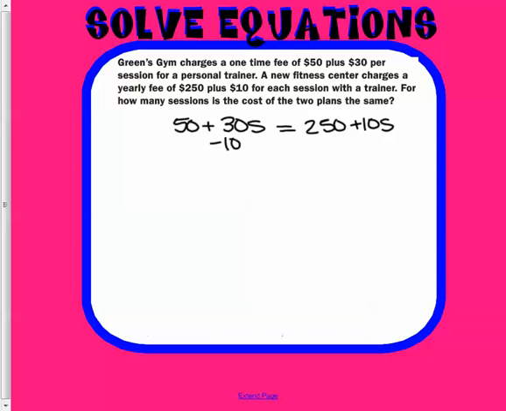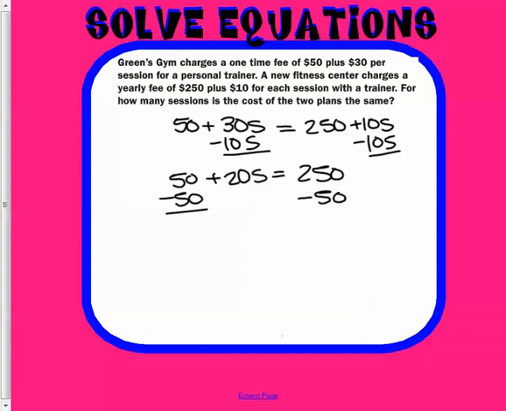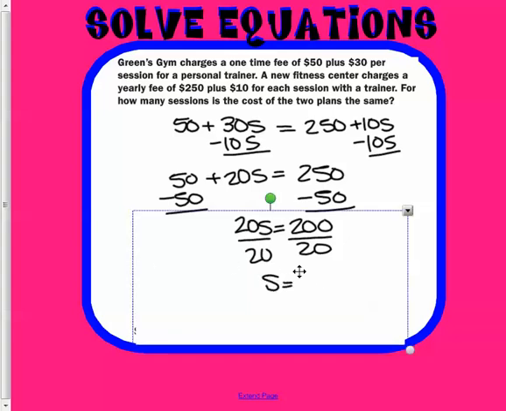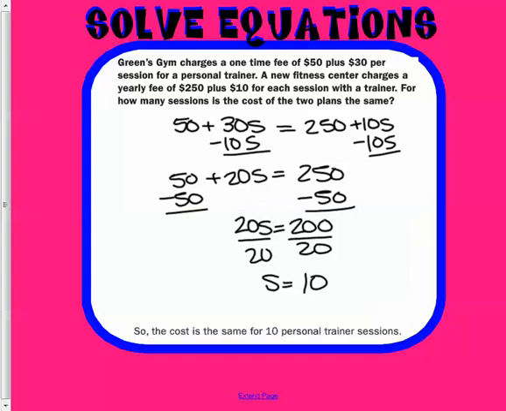Take the 10s away from both sides, and we are left with 20s equaling 250, but there's that other 50 that we have to deal with. So take that away from both sides, and we're left with 20s equaling 200. Divide by 20, and we're left with s equaling 10. So the cost is going to be the same for 10 personal trainer sessions.